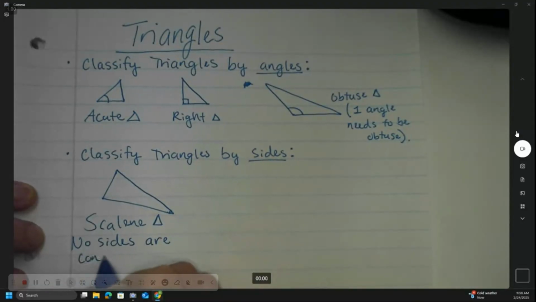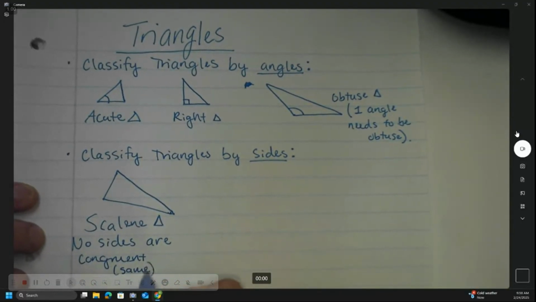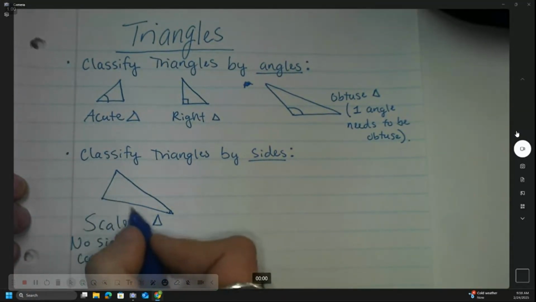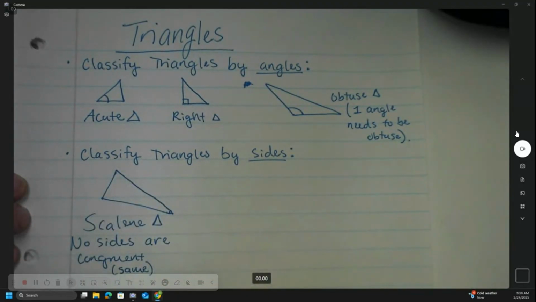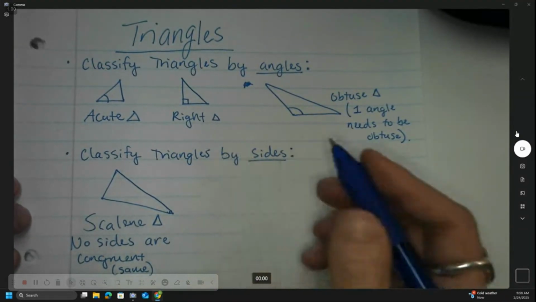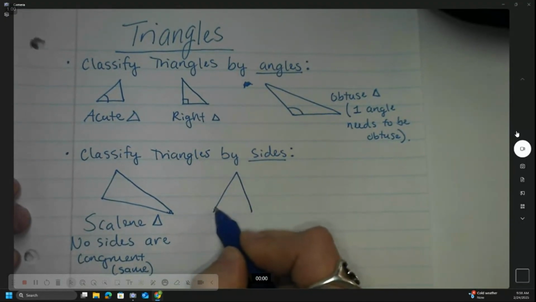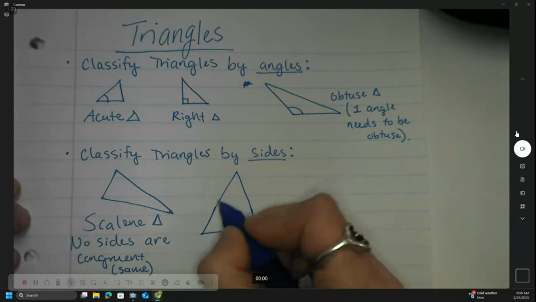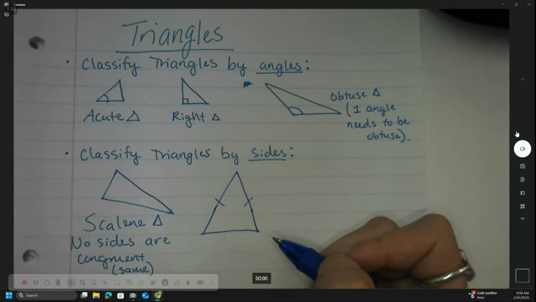No sides are congruent. And remember what congruent means? The same. Scalene means all these sides are different side lengths. That one's shorter, this is long, this one's even longer. All three sides are different. They are not the same. You will see a triangle, drawn a little bit longer, that does have two sides that are congruent. And those slashes through those lines mean congruent.